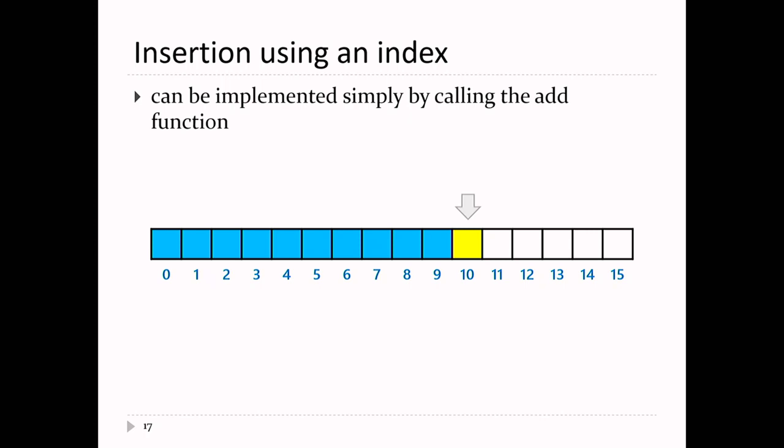It's easy to implement though. If you detect that you're inserting at index 10, you just call your other add function that adds at the end of the list. So you don't actually have to implement a new function here. Well, you don't have to do much to implement this function.